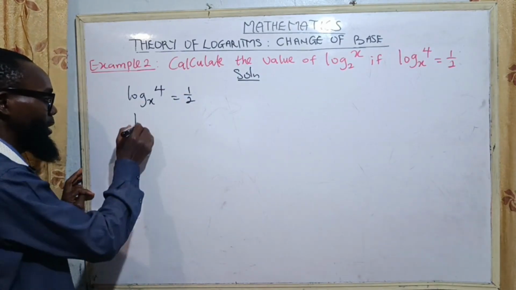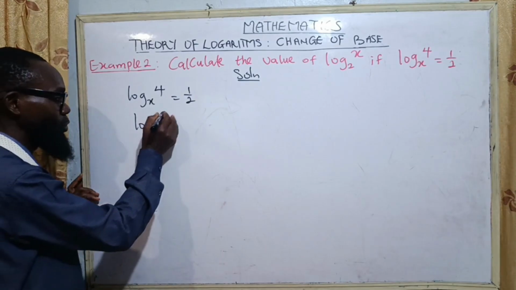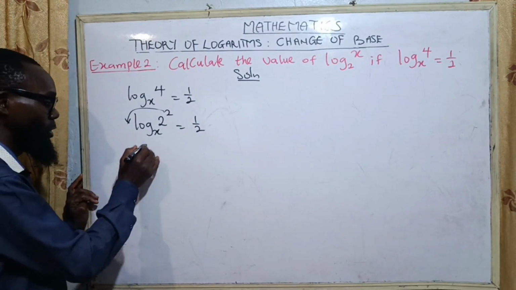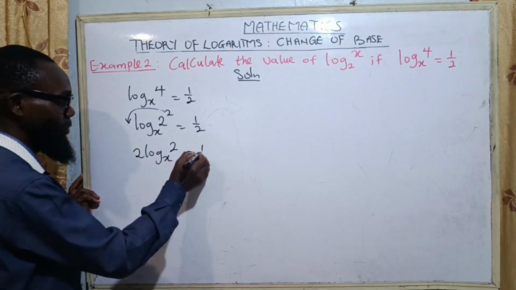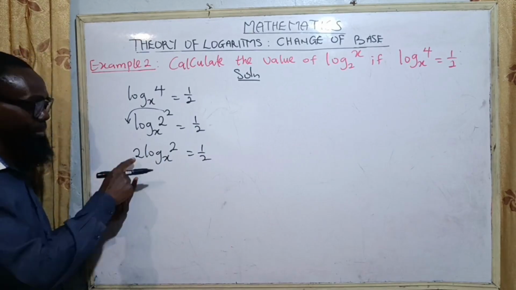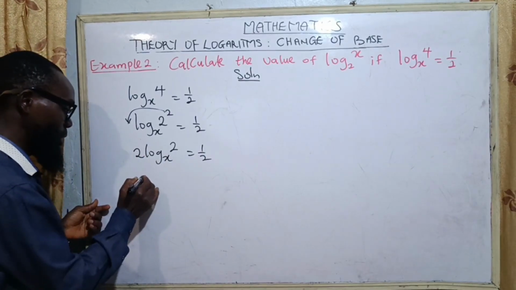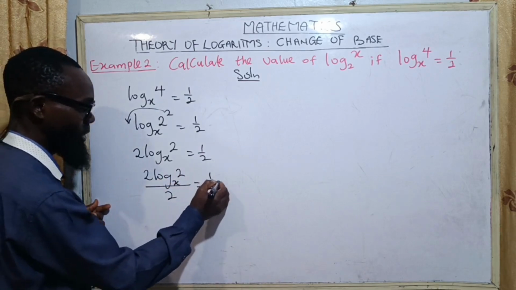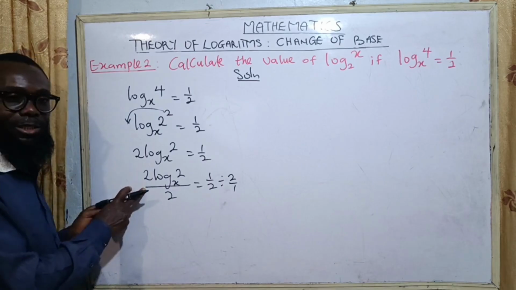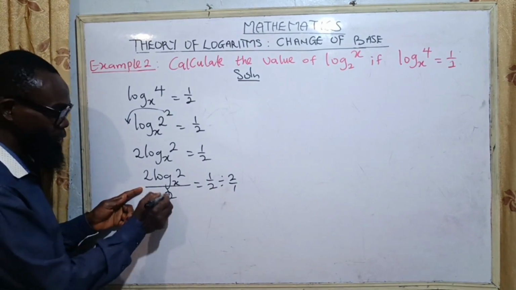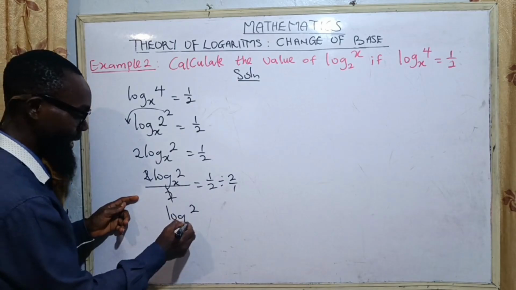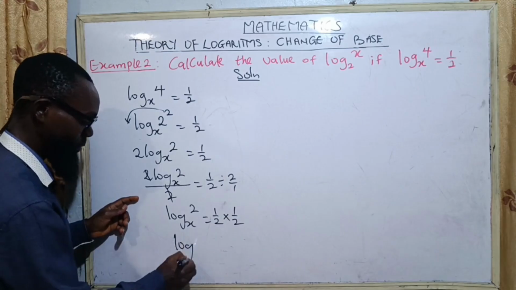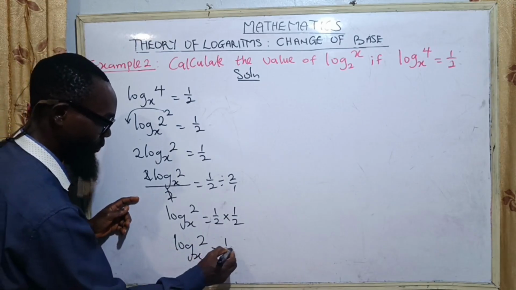I can move this way. Log 4 can be written as 2 raised to power 2, base x, is equal to 1 over 2. Let these 2 here come here. So I have 2 log 2 base x is equal to 1 over 2. Now, I want to eliminate these 2 by dividing both sides by 2. So log 2 base x over 2 is equal to 1 over 2 divided by 2 over 1. So instead of using this sign of division, I want to use the normal sign. So 2 cancels 2. Log 2 base x is equal to 1 over 2 times what? 1 over 2. So log 2 base x is equal to 1 over 4.